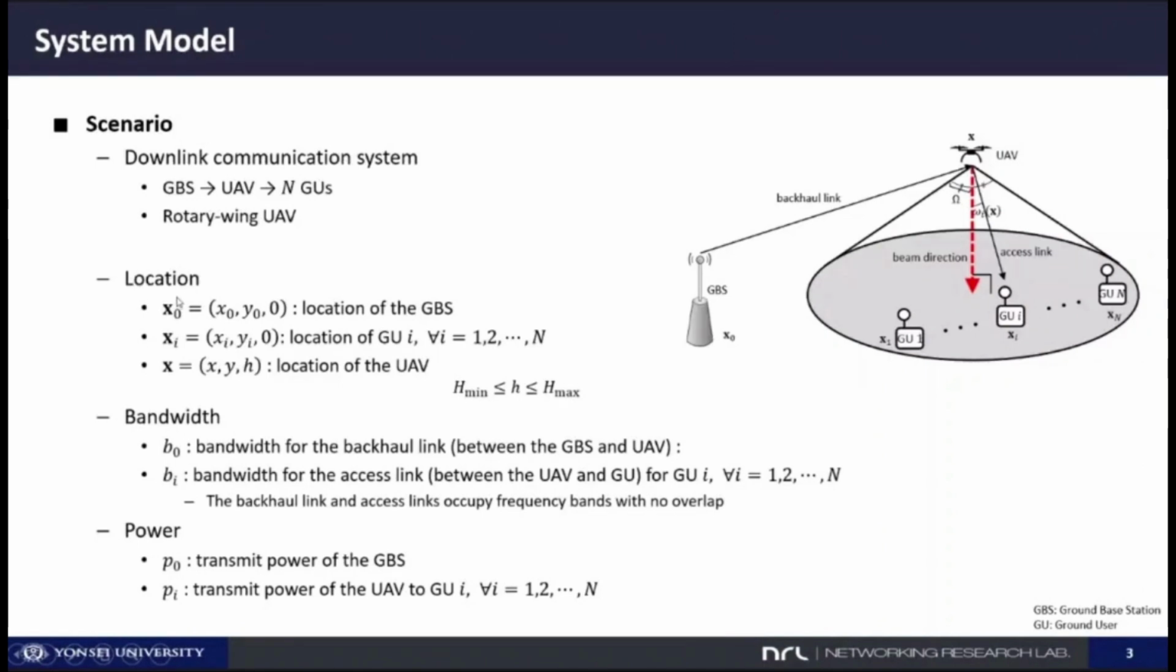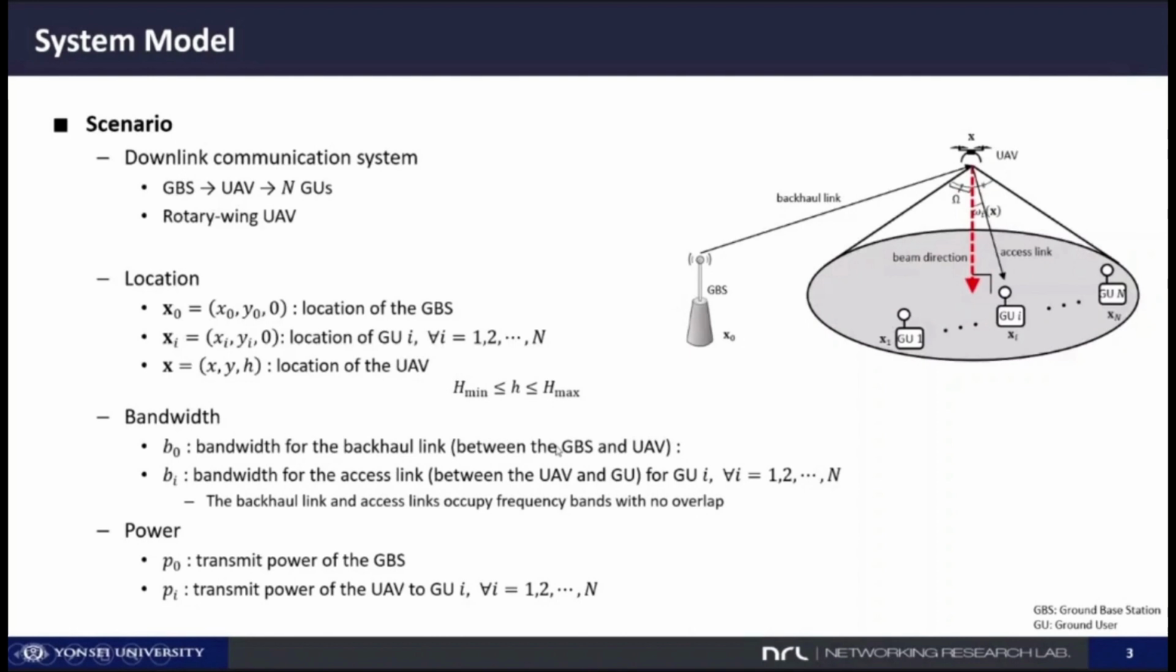Next, we denote the location of the ground-based station, the ground users, and the UAV like this. And we assume that the ground-based station and all ground users are located at ground level, and so their heights are 0, and the height of the UAV has a constraint like this.